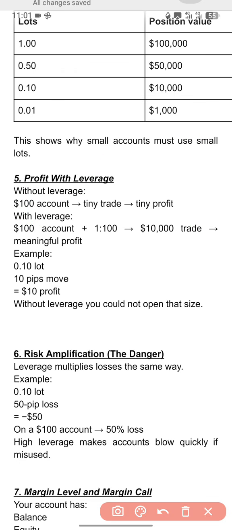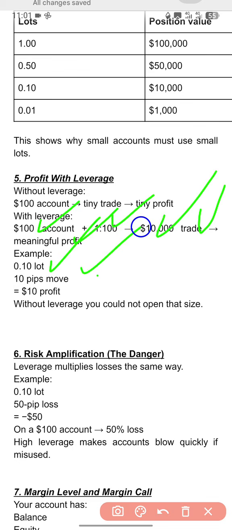Now with leverage, you have $100 in your account, you are multiplying it by 100, you are getting $10,000. Then you can trade meaningfully to get meaningful profit as well. So if you have $100 in your account, you open a trade of 0.1 lots, and then the price moves 10 pips, you are making $10.